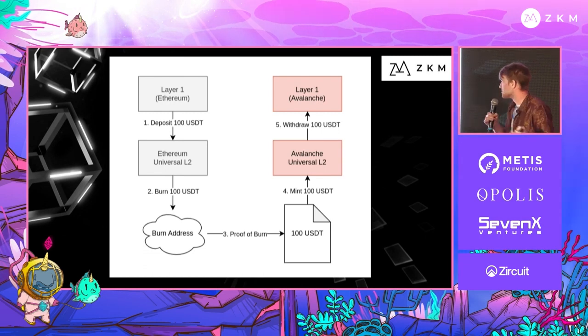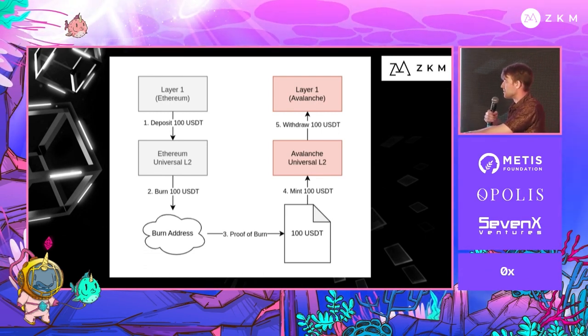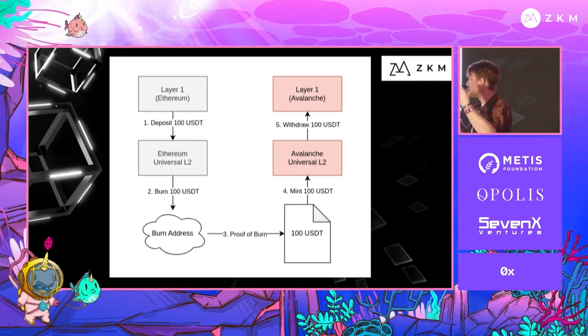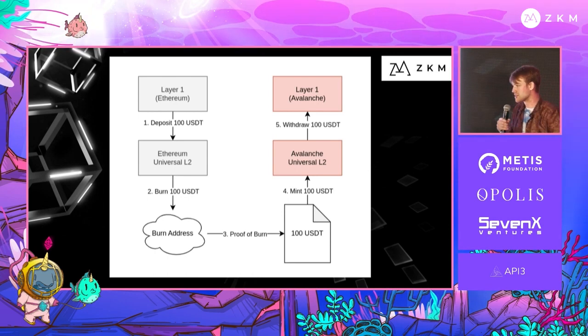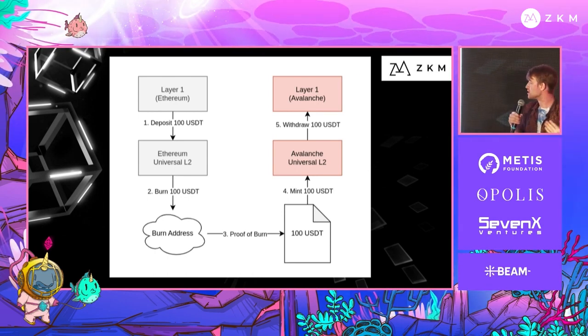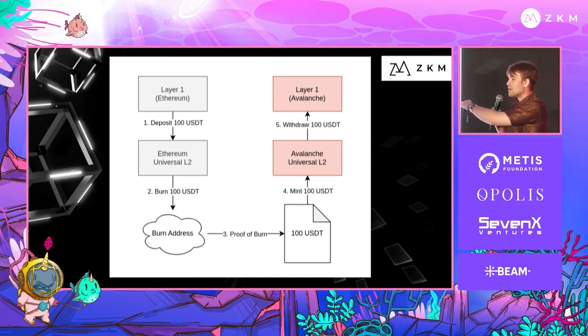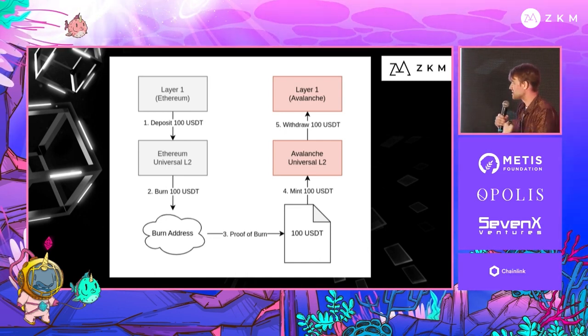Here is how it works. I have a layer 1, I deposit 100 USDT. I then have my Ethereum universal L2, universally integrated L2. Again, this could be Optimism, Arbitrum, Metis, any of these L2s. I would then have the assets minted to my address.